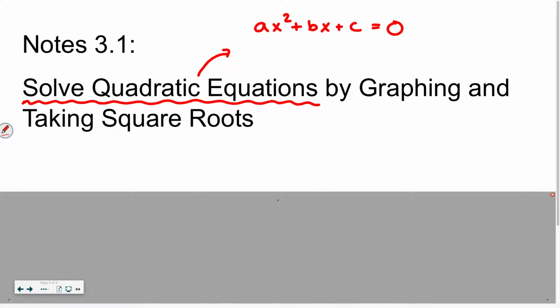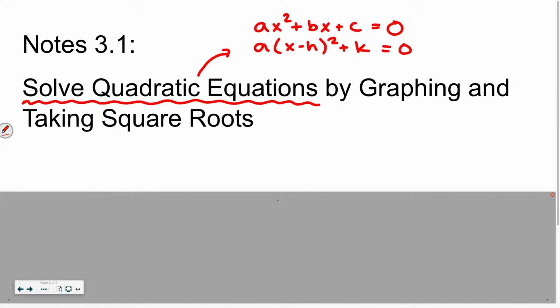I could put a 5 right there. I could say it equals 5. What value of x makes it equal 5? But I would have to move the 5 to the other side first. So I'll often write these as equals 0. Or I could do an a times x minus h quantity squared plus k equals 0.